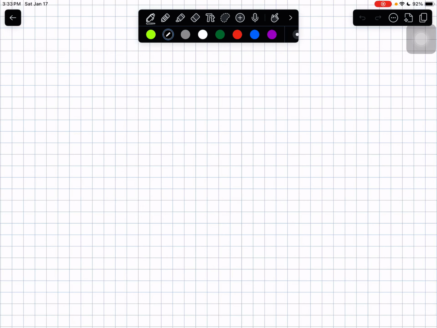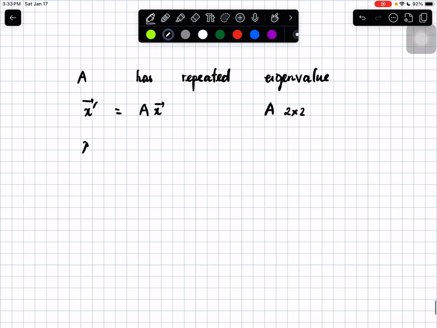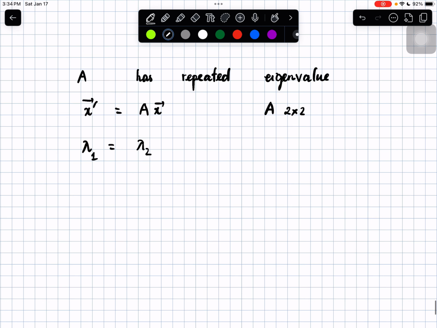Now let us consider the case where matrix A has repeated eigenvalues. So we are doing x prime equal to A times x, a 2 by 2 matrix. Assume that it has repeated eigenvalues lambda. So lambda 1 equal to lambda 2 equal to lambda.